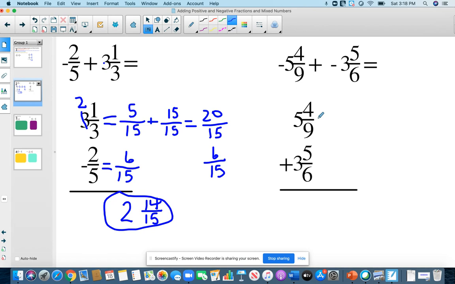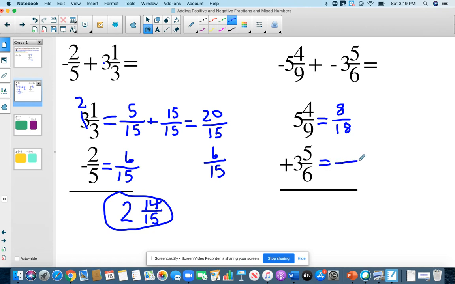I need to decide on a common denominator because 9 and 6 are not the same denominator. So I'm going to take my multiples of 9. The first one is 9, does not work for 6. Second one is 18, and it does work for 6. So I'm going to put 18 for my denominator for both fractions. So the first one, I take 9 times 2 to get 18. So 4 times 2 is 8. So I get 8/18, which is the same as 4/9.